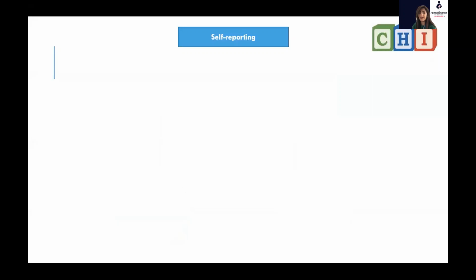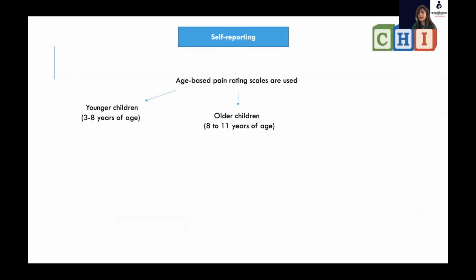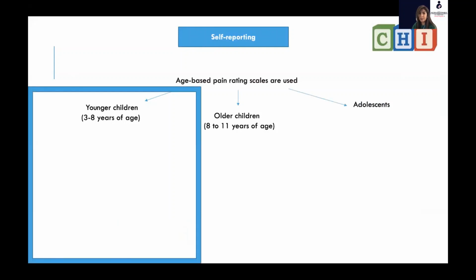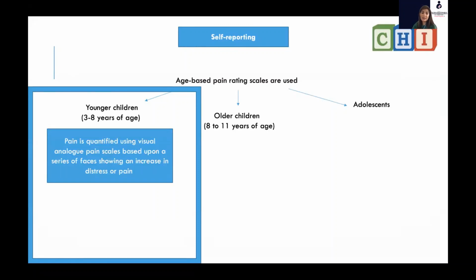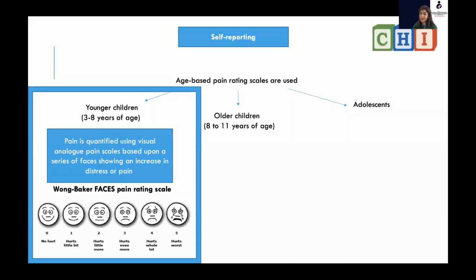Self-reporting tools depend on the child's cognitive ability and understanding of pain and how to measure pain. They are divided into age-based pain rating scales: 3 to 8 years of age, 8 to 11 years of age, and adolescents. For the first group, 3 to 8, we use the face pain scales, which is the Wong-Baker face pain scale, and there are several types of it.